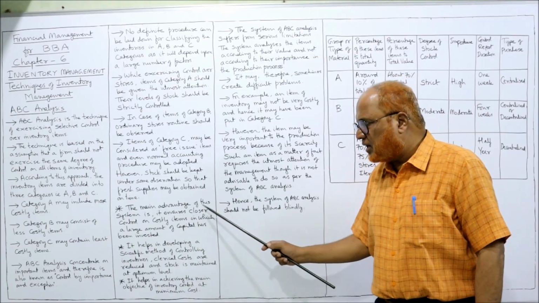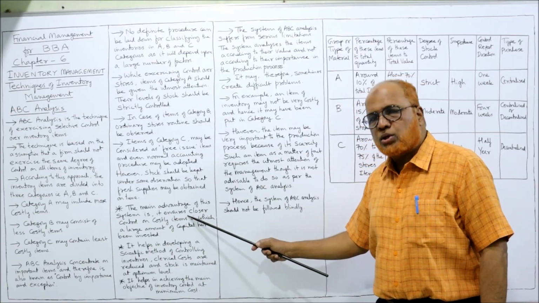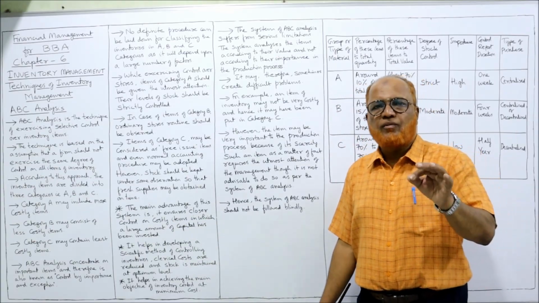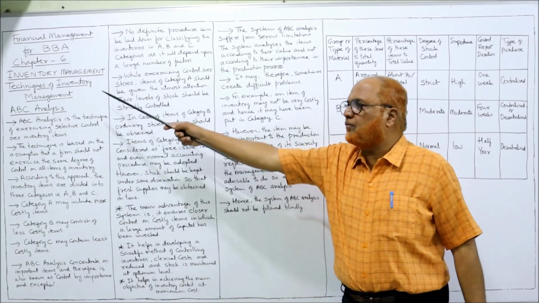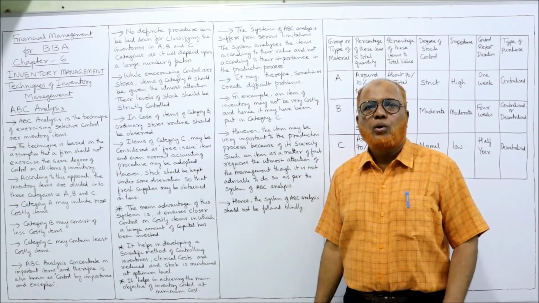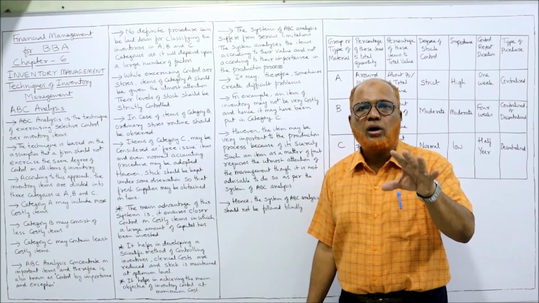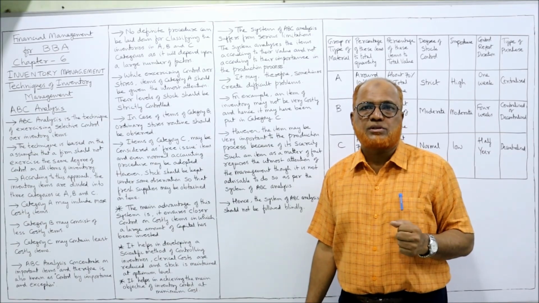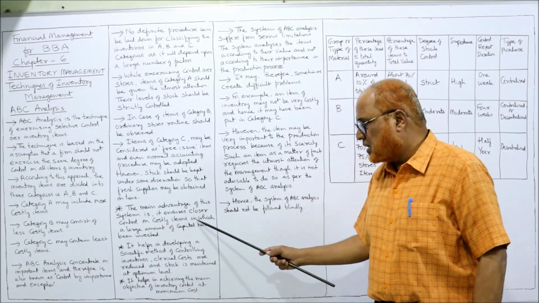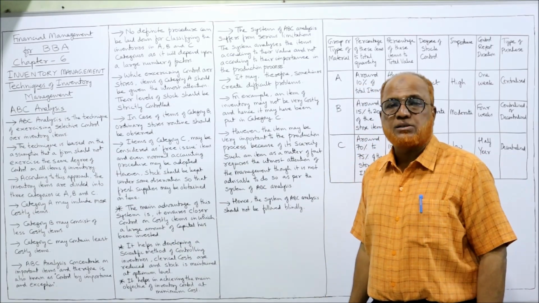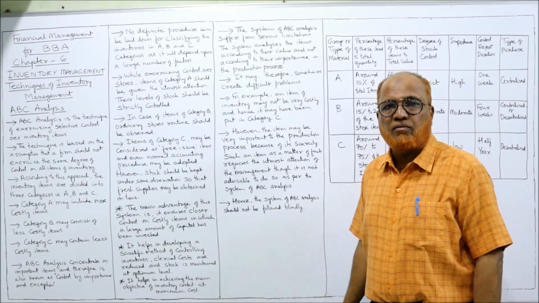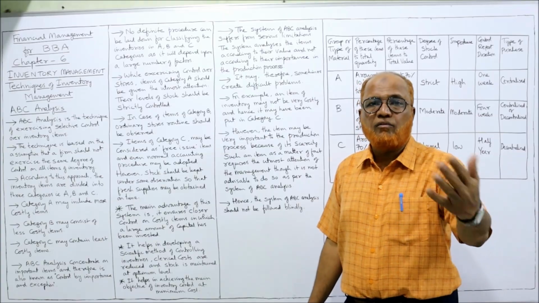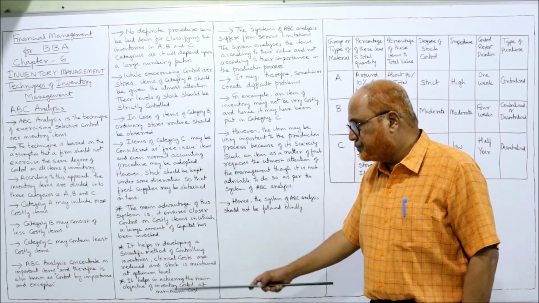First of all, the main advantage of this system is that it ensures closer control on costly items. The first very important advantage of this ABC analysis is that we are putting full, strict control on costly items in which a large amount of capital has been invested. That is a very big advantage and it is necessary. Whenever something valuable is there, we have to give more concentration, more control.